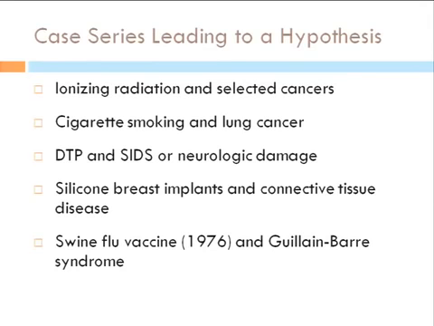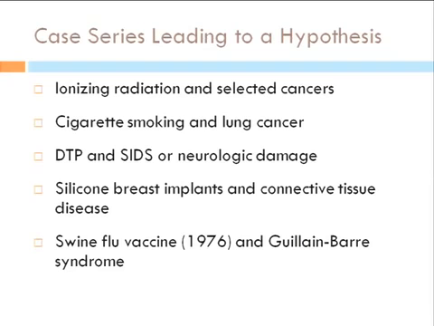Case series leading to a hypothesis. So you have ionizing radiation and selected cancers, cigarette smoking and lung cancer, DTP, your diphtheria, tetanus, and pertussis vaccination, and SIDS, sudden infant death syndrome, or neurologic damage, silicone breast implants and connective tissue disease, and the swine flu vaccine, this is the one in the 70s, and Guillain-Barré syndrome.